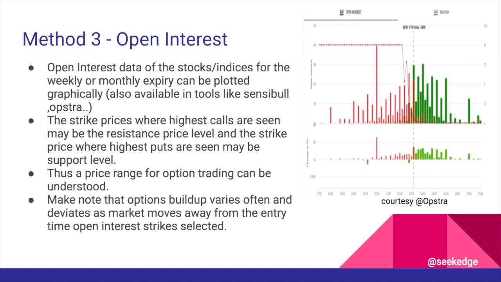So in this graph, you can see that 15,000 has very high put writing, which is very strong support. Huge amount of put writing is there. Very similarly, 15,800 is the place where the maximum resistance is seen. That means the market may hover around this two range.